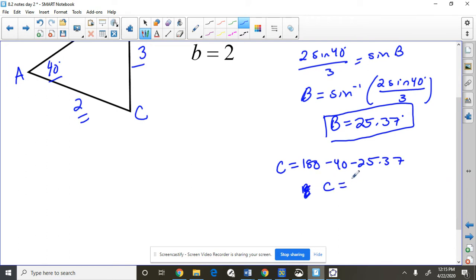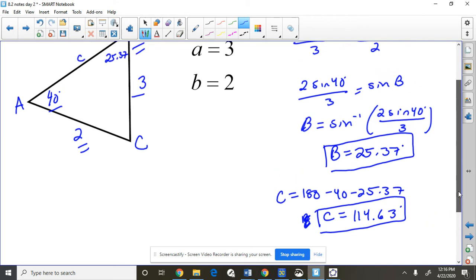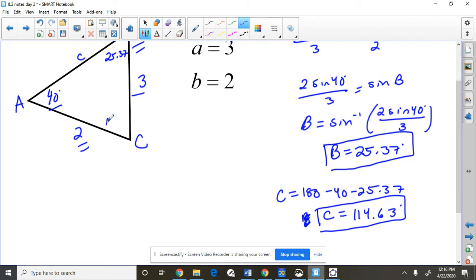So C would be 114.63. And then once you find angle C, you can use law of sines, now that we have this angle, and obviously I'm not drawing to scale, to find side C.